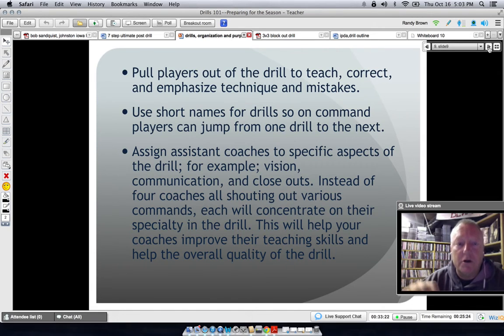So get your coaches organized relative to what's most important to you and have them teach during practice accordingly. Really important, guys. Really important.